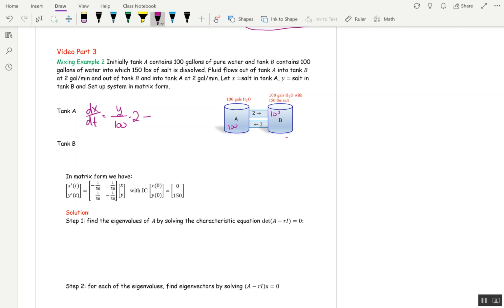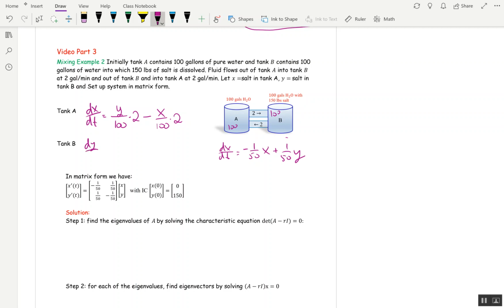And then we subtract, and don't worry about the fact there's 150 pounds of salt in tank B. That's not going to come into play until we state the initial conditions. Minus rate out. Rate out is the stuff leaving tank A. That's got concentration X over 100, and it's leaving at 2 gallons per minute. So that's dx/dt, I'm going to clean it up over here, is negative 1/50 x plus 1/50 y. I want to put the x's first and then the y's because I'm going to make a matrix eventually.